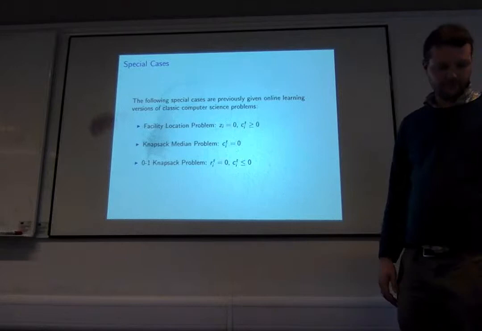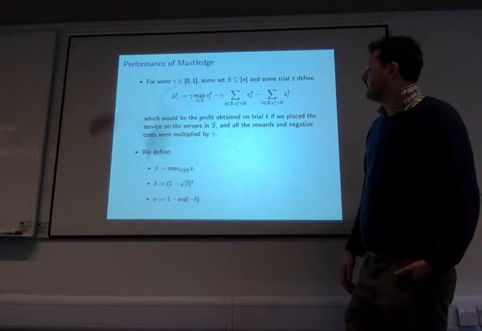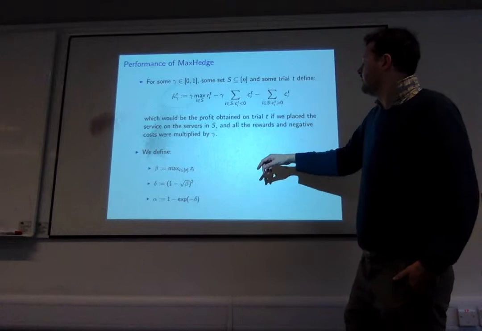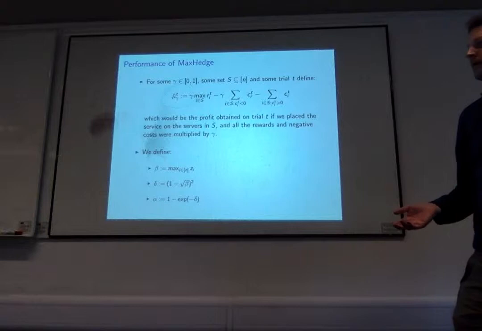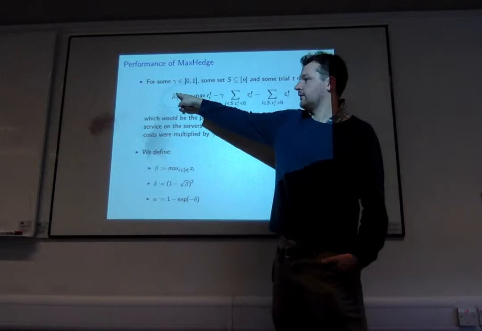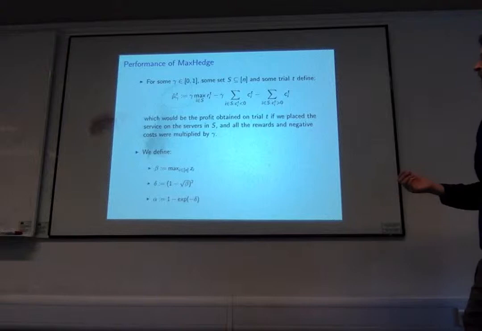Now we're going to talk about the performance of MaxHedge. This weird thing here is a function of a set S. If I give you some set S, then this thing here is called the gamma discounted profit. It's basically the profit that you get on a trial T, with gamma and S, if we were to place the service on the servers in S, and all the rewards and negative costs were multiplied by gamma.